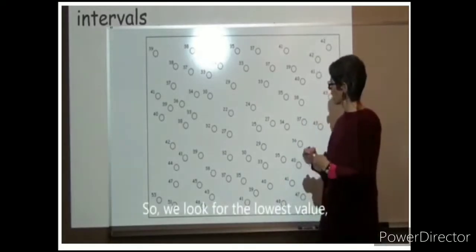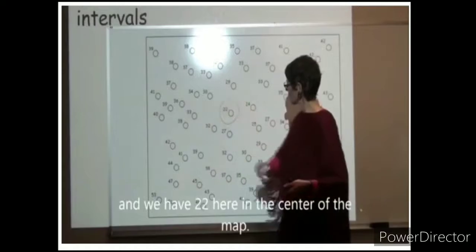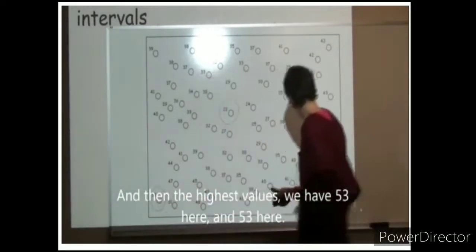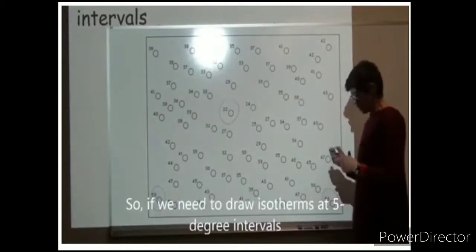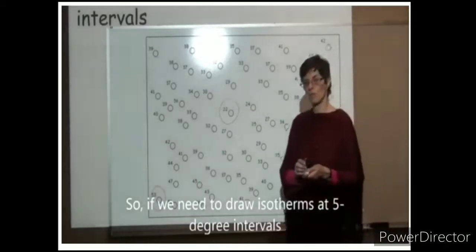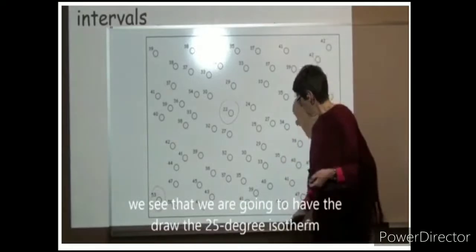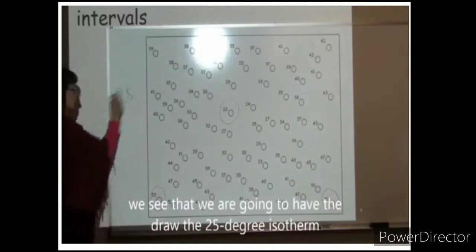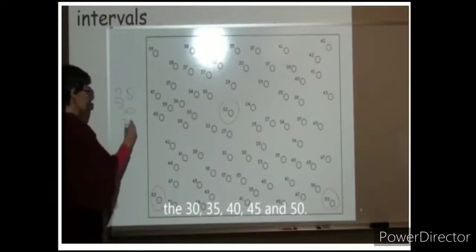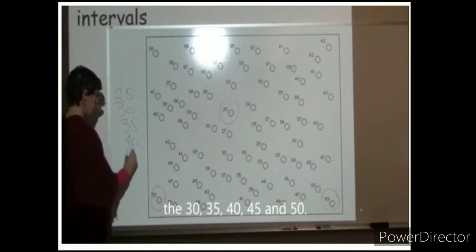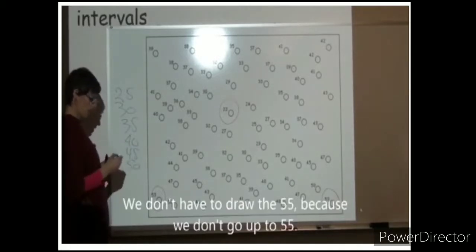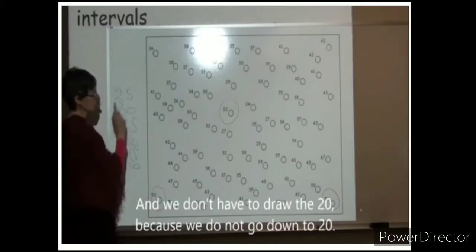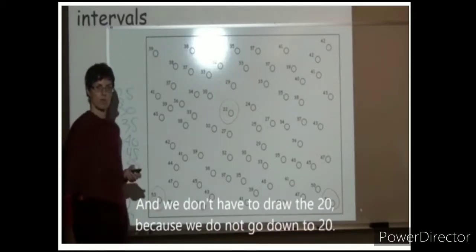So we look for the lowest value, and we have 22 here in the center of the map. And then the highest values, we have 53 here and 53 here. So if we need to draw isotherms at 5-degree intervals, we see that we're going to have to draw the 25-degree isotherm, the 30, 35, 40, 45, and 50. We don't have to draw the 55 because we don't go up to 55, and we don't have to draw the 20 because we do not go down to 20.